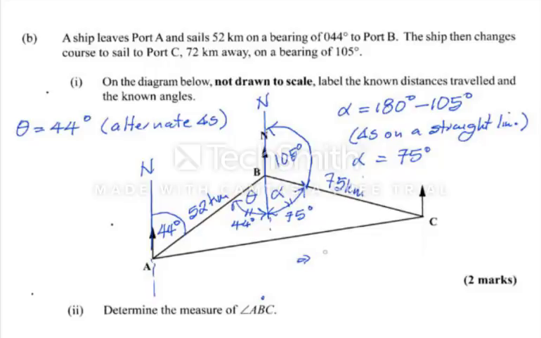Therefore, angle ABC would be equal to 44 degrees plus 75 degrees, and this would make it 119 degrees. So angle ABC is equal to 119 degrees.